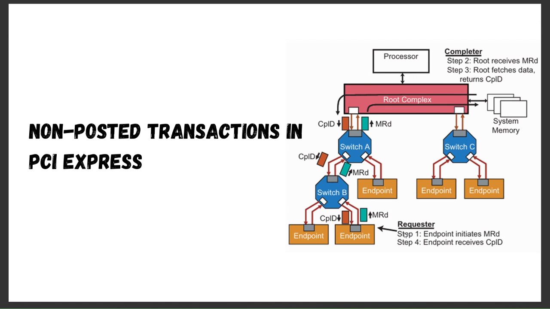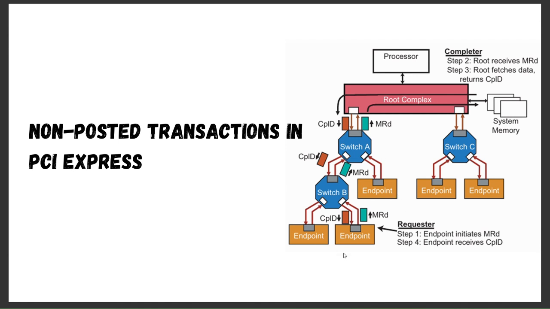Now, how does the routing of the request happen? The request travels through the PCIe system, passing through the switches. As you can see here, we have switch A and switch B. The request travels through these switches to the correct destination. In this example, the root complex recognizes that the request is for the system memory.